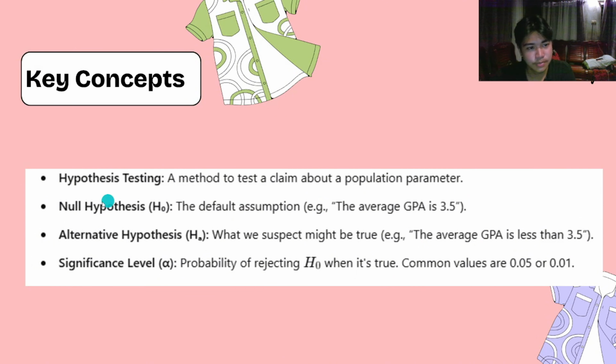Now the key concept is hypothesis testing. It is a method to test a claim about a population parameter. The null hypothesis is the default assumption. Alternative hypothesis is what we suspect might be true, and the significance level is the probability of rejecting the null hypothesis when it is true.